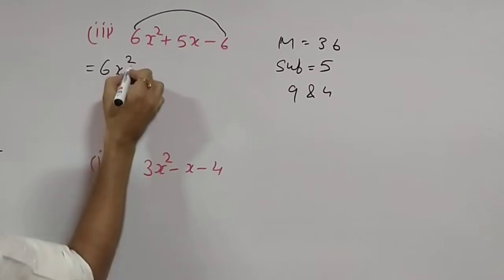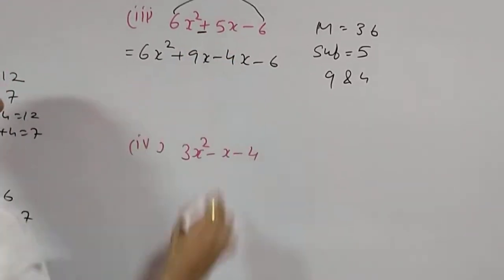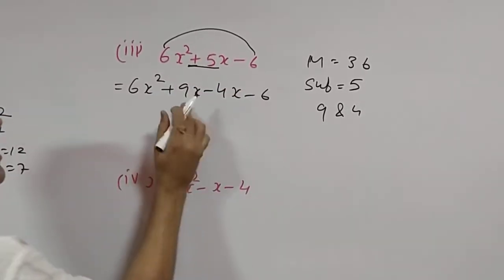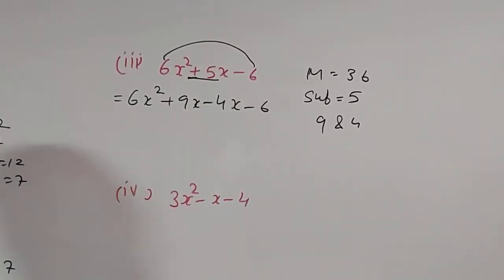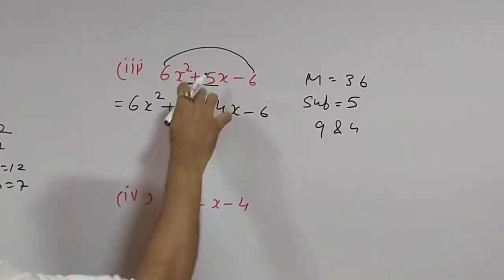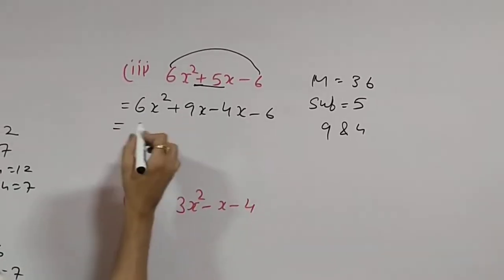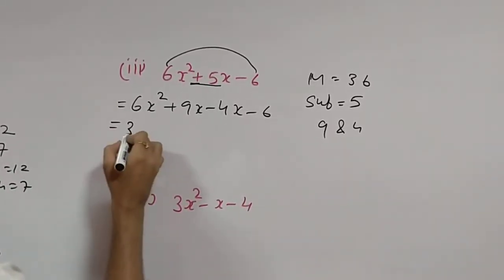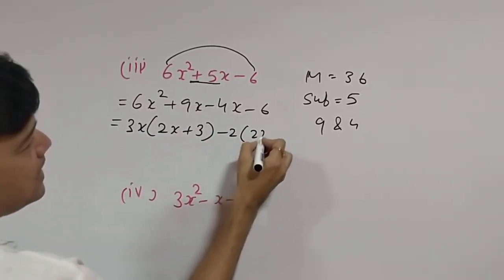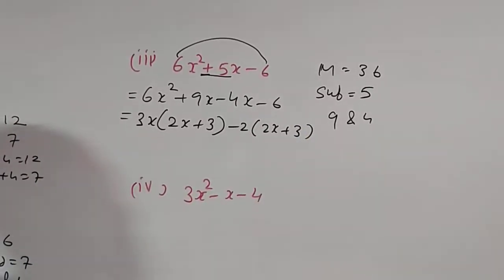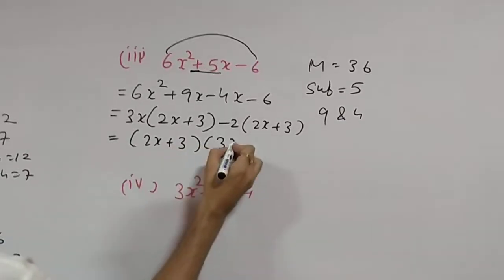So 6x square plus 9x minus 4x minus 6. You want plus 5. So the bigger one is plus, smaller one is minus. Plus 9 minus 4, then you will get plus 5. If you write minus 9 plus 4, you will get minus 5. That is wrong. What is common in these two? 6 and 9 both come in the table of 3. 3 common, x common, 2x plus 3. Here 2 is common, 2x plus 3. Minus 2 is common, so both will become plus. Sign is changed. 2x plus 3, 3x minus 2.